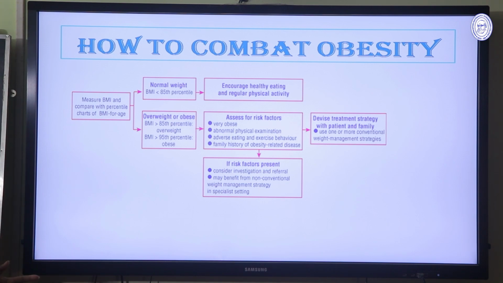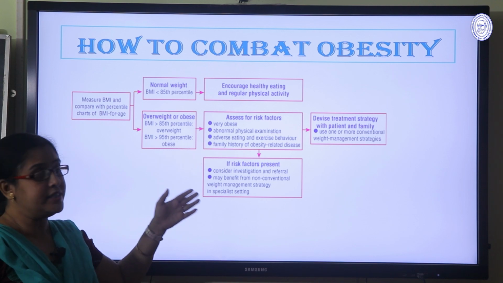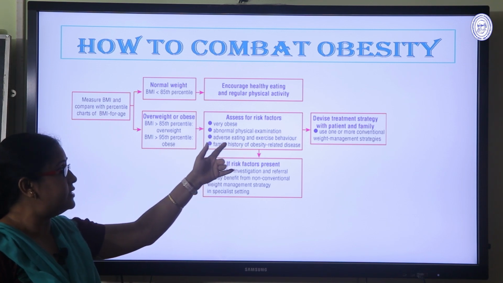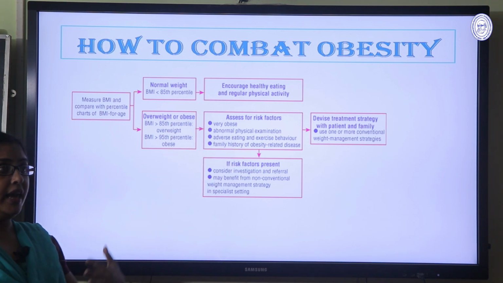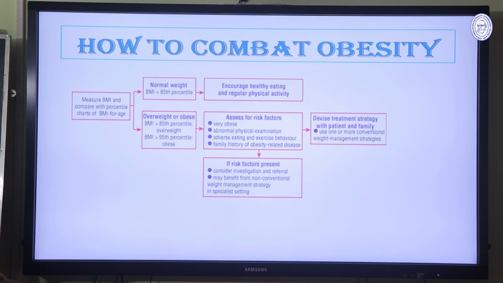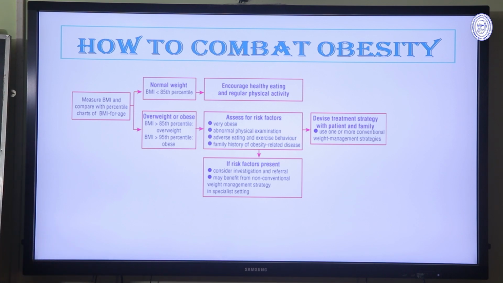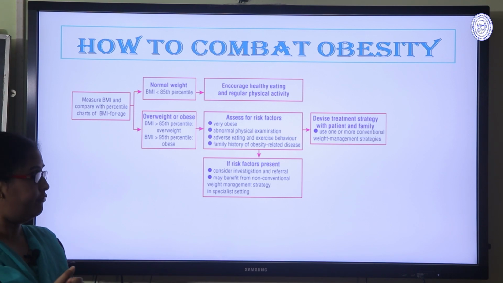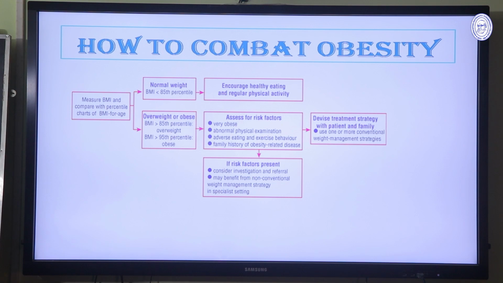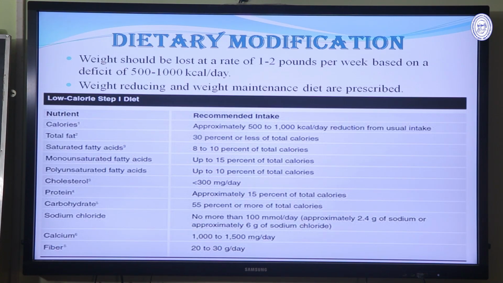If the person is overweight or obese, then assess for the risk factor. How much is the risk factor? First, you have to assess the risk factor, then we have to suggest dietary modification, regular physical activity, drugs if needed, and bariatric surgery if needed, according to the need of the patient.